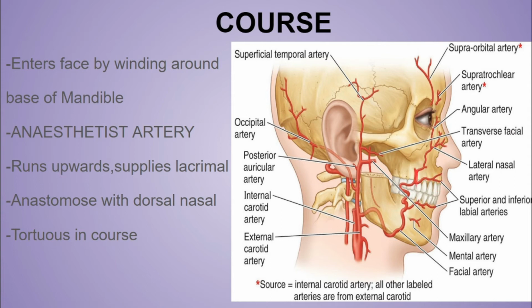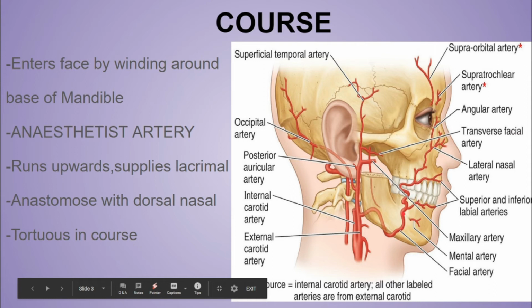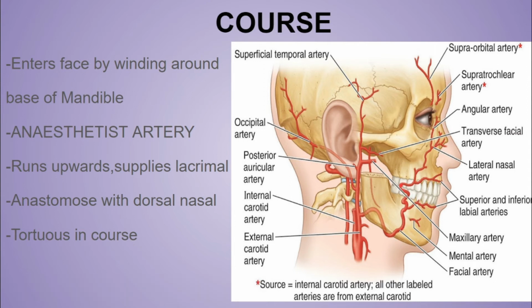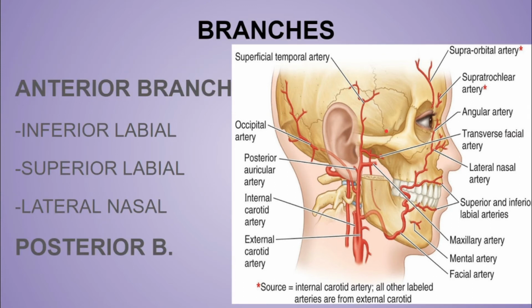the lips and the cheeks. Okay, so let me tell you the course again in short. First of all, it winds around the base of the mandible, pierces the deep cervical fascia and enters the face. At the anterior inferior angle of the masseter muscle of mastication, this artery is palpated, that's why it is also known as the anesthetist's artery. Then it runs upward and forward, at 1.25 centimeter lateral to the angle of the mouth, and then it goes by the side of the nose to the medial angle of the eye, where it anastomoses with the dorsal nasal branch of the ophthalmic artery. Its course is tortuous.